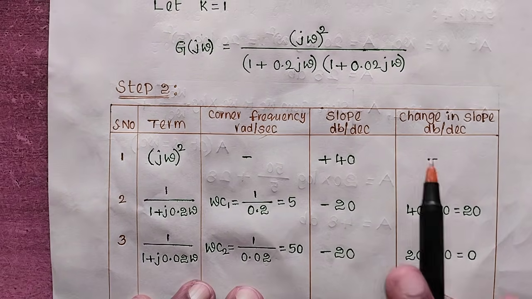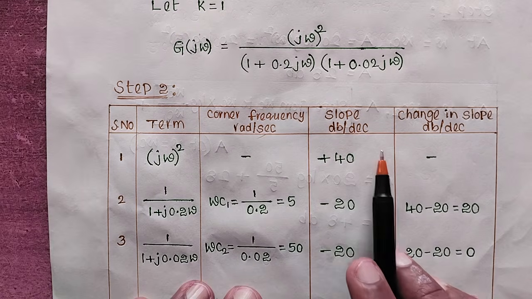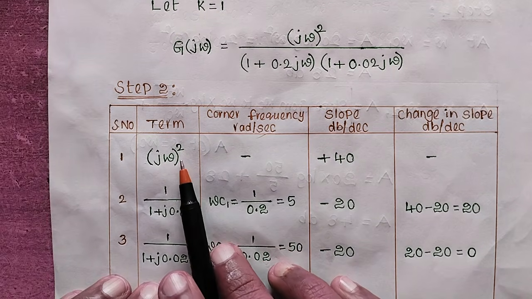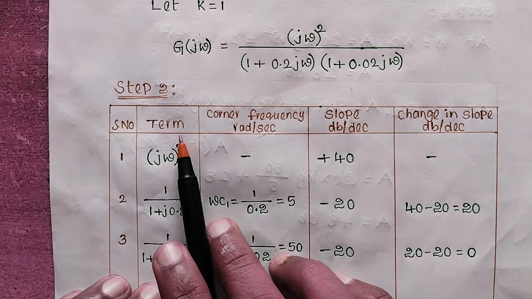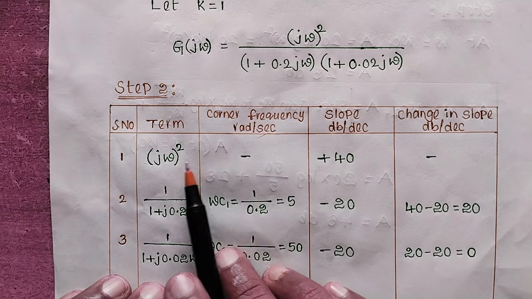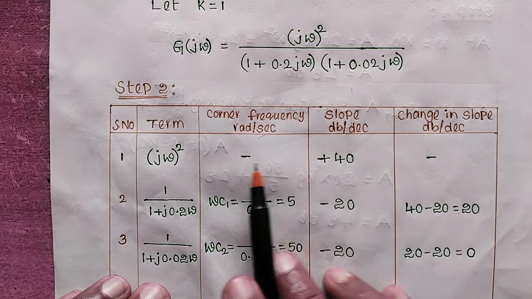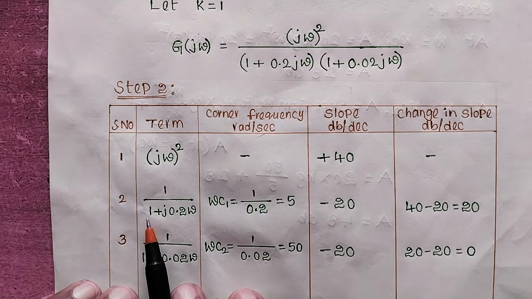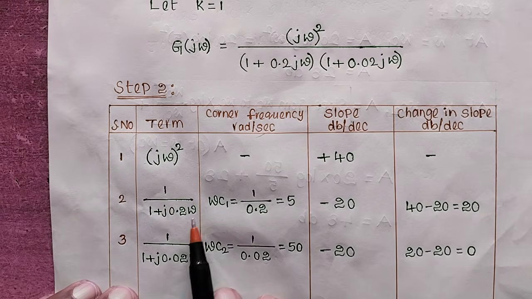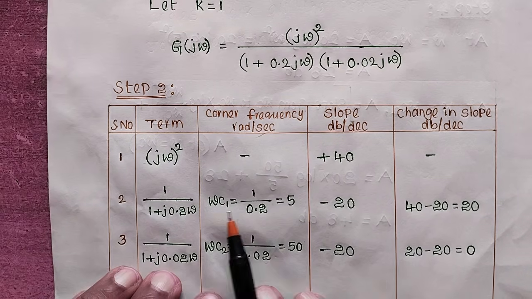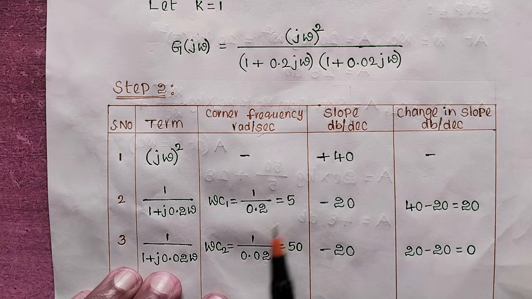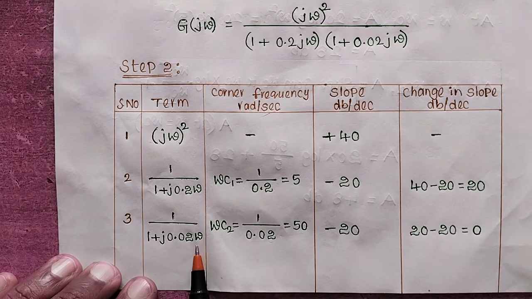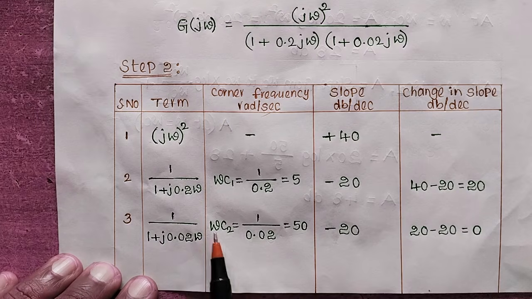Coming to the next column, which is slope in dB per decade. The first is a numerator term with power 2. Since it is a numerator term, it is 20 dB per decade, and with power 2 it is 20 into 2, so 40 dB per decade is the slope for the term (j omega) square. The next term is 1 by (1 plus j 0.2 omega), which is a denominator term, so the slope is minus 20 dB per decade. The next term is 1 by (1 plus j 0.02 omega), which is also a first order denominator term.